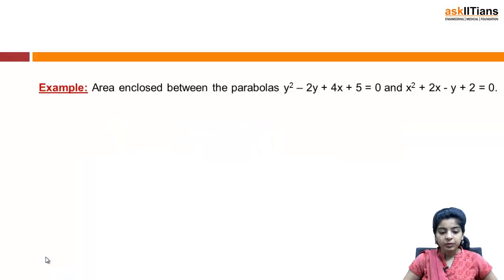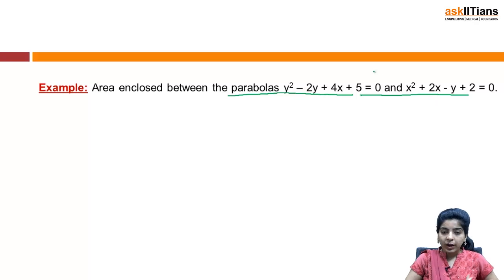So we have an example based on shifting of origin. Find the area enclosed between the parabolas y square minus 2y plus 4x plus 5 equal to 0 and x square plus 2x minus y plus 2 equal to 0. So these are the two parabolas and we are required to find out the area enclosed between these parabolas.